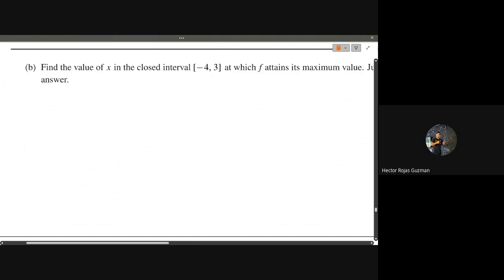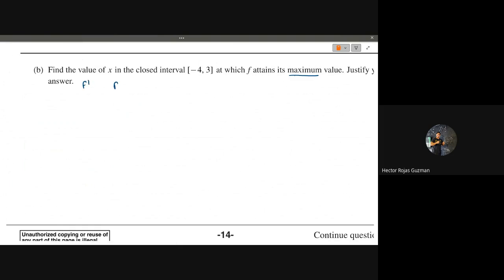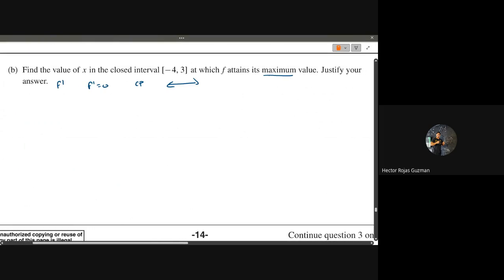Find the x value at which f attains a maximum. Okay, general steps. If you want to find a maximum, you need to find your derivative. You need to set it equal to 0 to find your critical points, and then do the number line. That's the general steps. At which f attains a maximum.